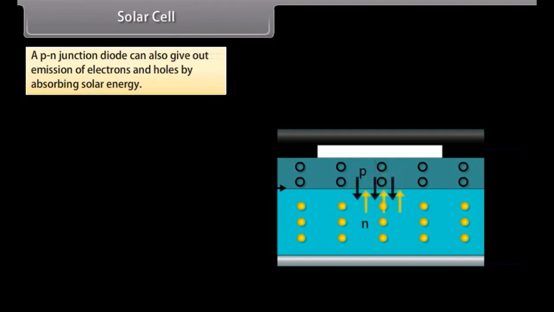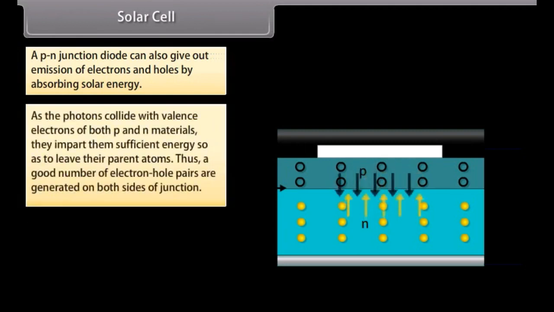The P material at the top is very thin compared to the thickness of the N material. Thus, solar energy photons entering from the top glass window easily penetrate up to both sides of the junction. As the photons collide with valence electrons of both P and N materials, they impart sufficient energy to them so as to leave their parent atoms.